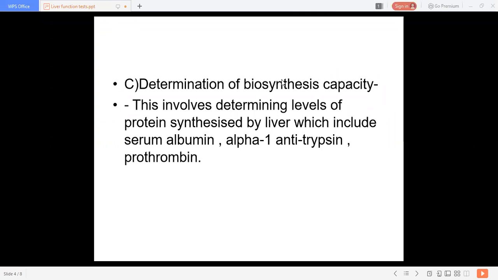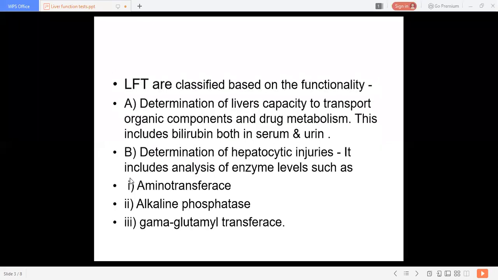Okay, so the first one we will discuss. That is determination of the liver capacity to transport organic components and drug metabolism. It includes the serum bilirubin. Okay, we have to evaluate the values of serum bilirubin.